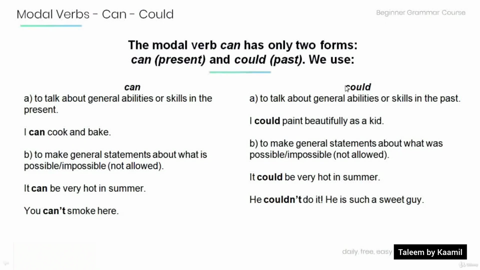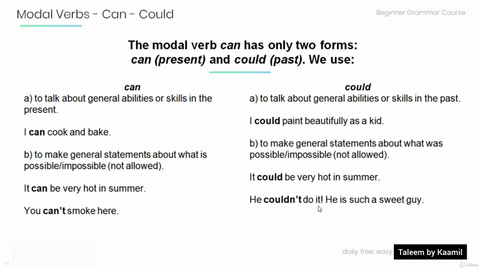And could is used A, to talk about general abilities or skills in the past. For example, I could paint beautifully as a kid. In the past. B, to make general statements about what was possible or impossible, not allowed. For example, it could be very hot in summer. General statement about what was possible.